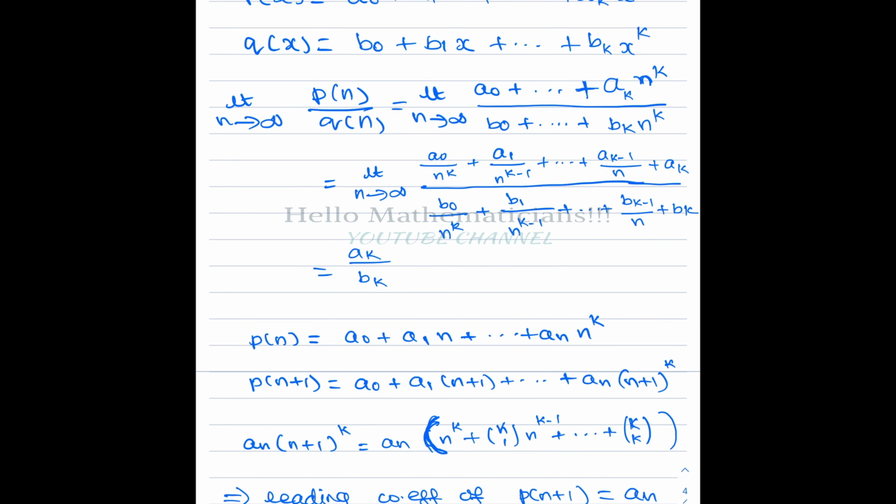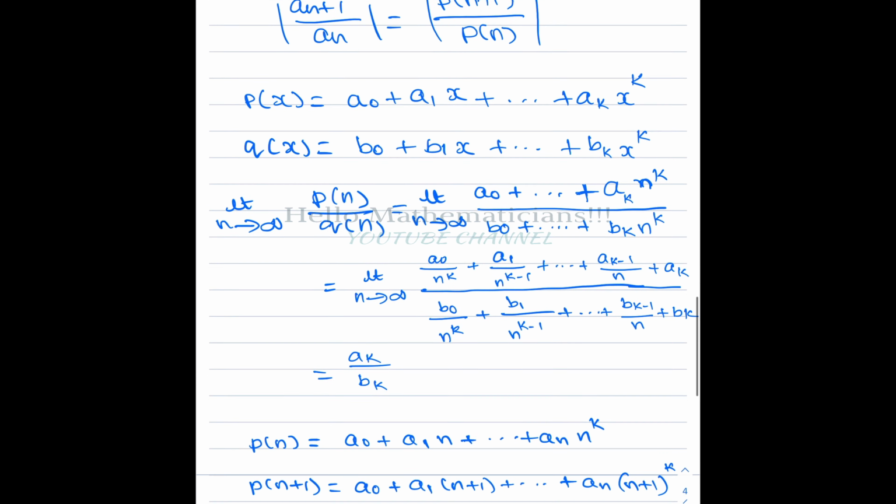I get numerator n power k, denominator n power k, which will cancel. We get this denominator. If I apply the limit n tends to infinity here, all these terms will go to 0. Everything tends to 0. We are left with only the leading coefficient, because they don't have any n's in the denominator. So we get ak by bk.